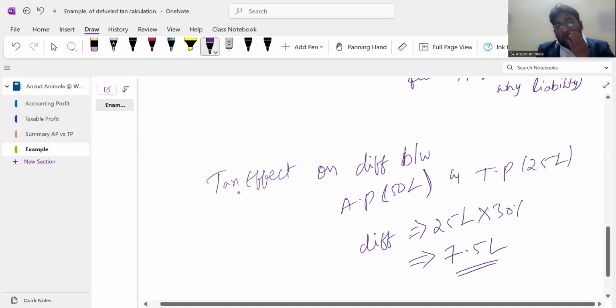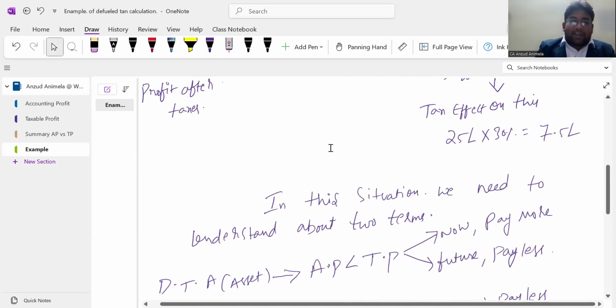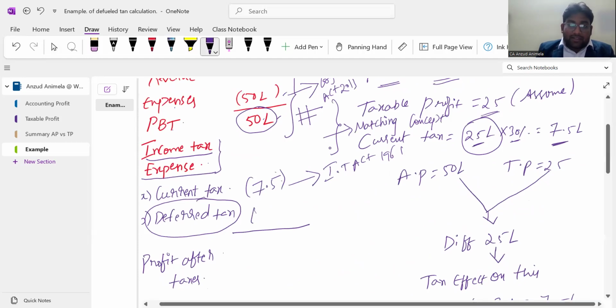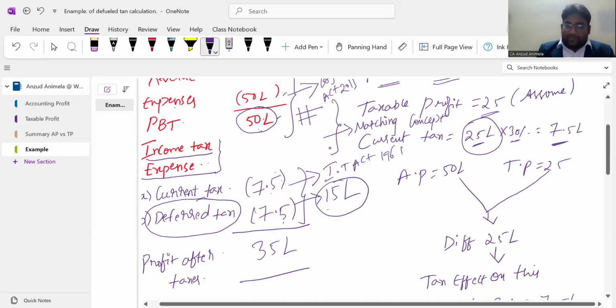Okay. Now, I am writing here 7 lakh 50,000. So, overall 50 lakh minus 15 lakh is 35 lakhs. Now, it is getting matched. So, if you apply 30% directly on 50 lakh, you will get 15 lakhs. Same way, this 7 lakh 50,000 we have adjusted. So overall we got 15 lakhs, which is matching.